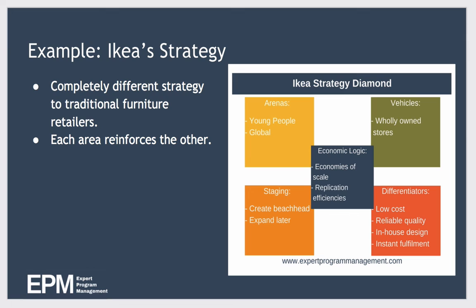Now, this is really unlike traditional furniture retailers who sell ready assembled furniture, where their furniture is expensive and fulfillment is usually very slow, where you maybe have to wait weeks for delivery. Now, what makes IKEA's strategy very special is the way each element reinforces each other. So, for example, their target market of young people is very closely aligned with their low price differentiator. Also, their reliable quality shopping experience aligns very closely with having wholly owned stores where you can create the experience you want in store too.